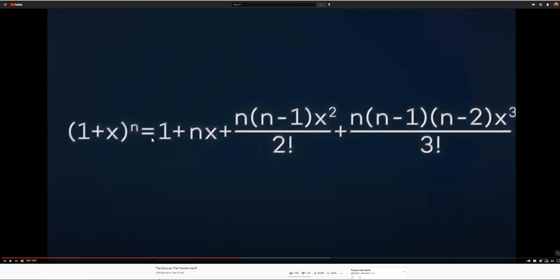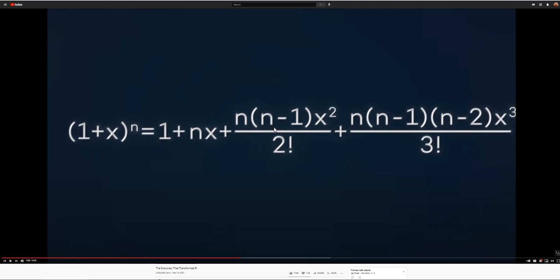One thing I want you to take notice about this is to notice how this n, that's the power we're raising this binomial to, finds its way into the numerator of each of these fractions here, and that's going to be pretty important later on.